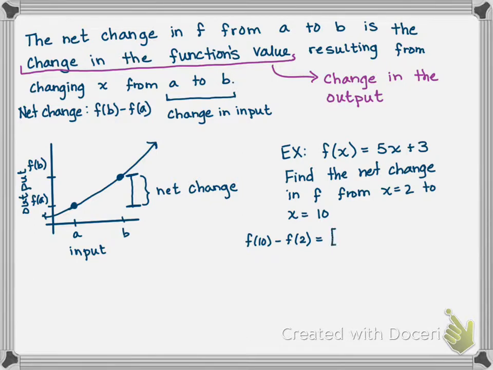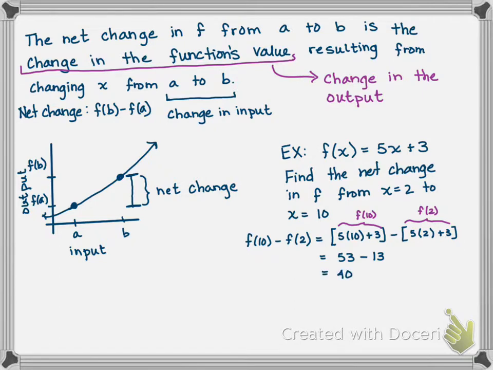So what I do is I just do one big set of brackets to find f of 10, which is 5 times 10 plus 3. And then I do one big set of brackets for f of 2, so that's 5 times 2 plus 3. So this whole thing is my f of 10, and this whole thing is my f of 2. And then I'll just calculate what's in each set of brackets individually. So 5 times 10 is 50, plus 3 is 53, minus 13, which is 40.